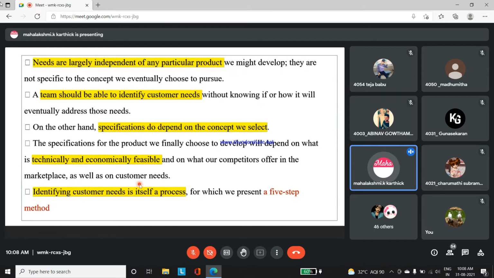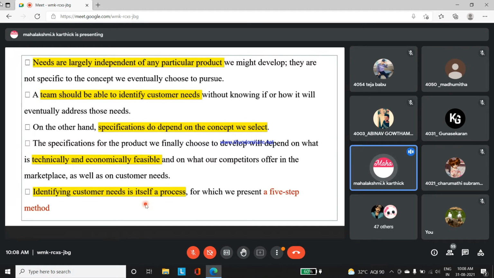Last time, like Ola Simple One, those three electric motors, they have done a competitive analysis for that product to satisfy their specifications for their own products. So like that you have to analyze, whereby you can understand the customer. Identifying customer need is itself a process. It's a separate process involved for identifying the customer.